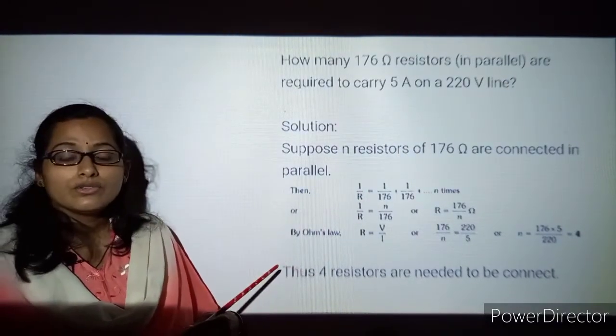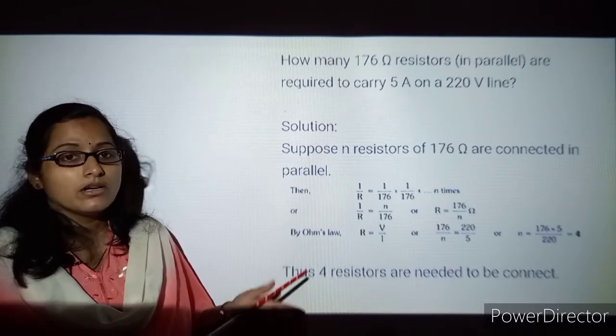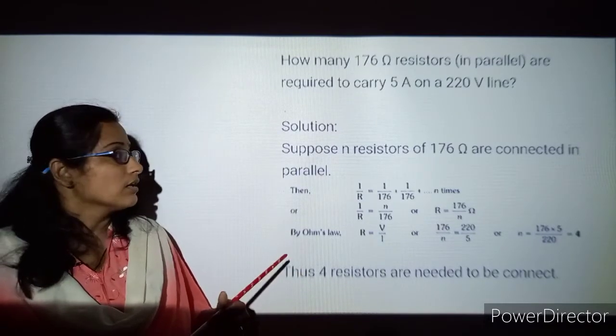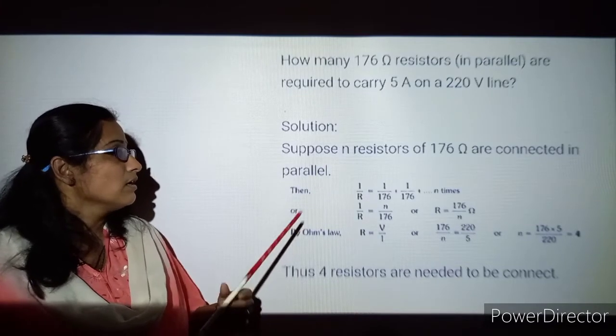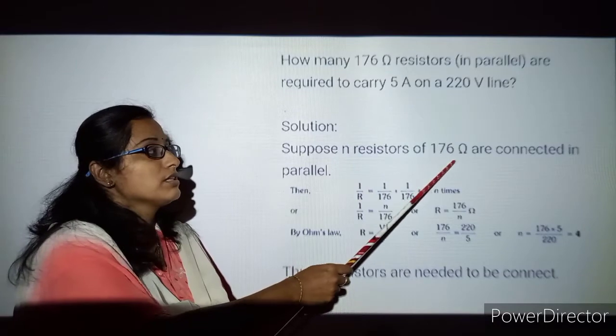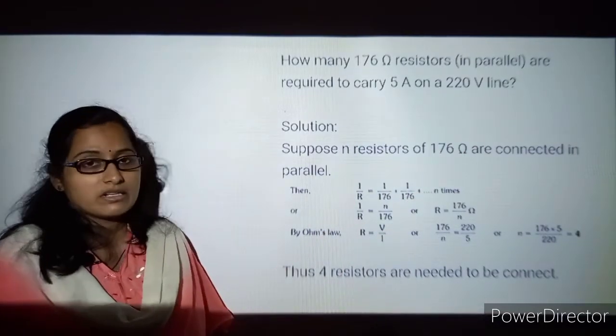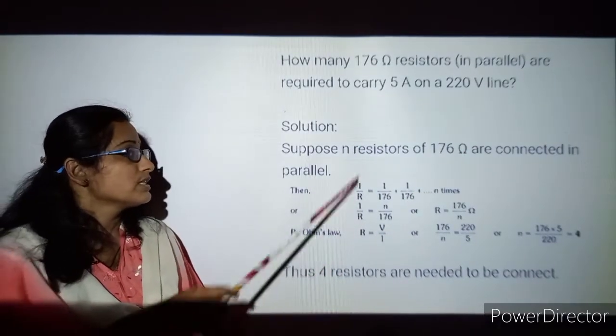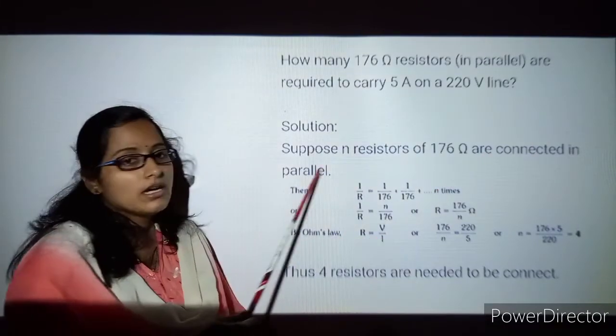So, you need to substitute it with the equation of resistors in parallel. Suppose we take it as n resistors of 176 ohm. They have not mentioned how many 176 ohm resistors, so we will take it as n. They are connected in parallel.